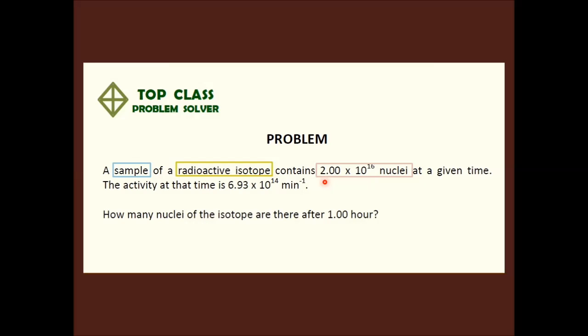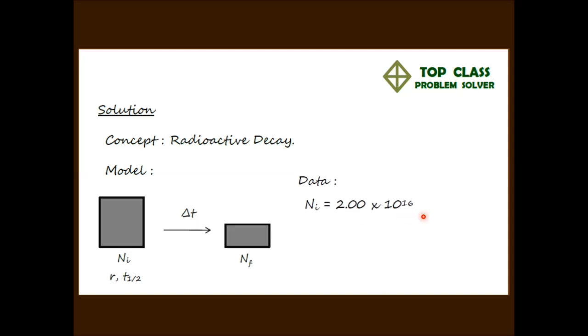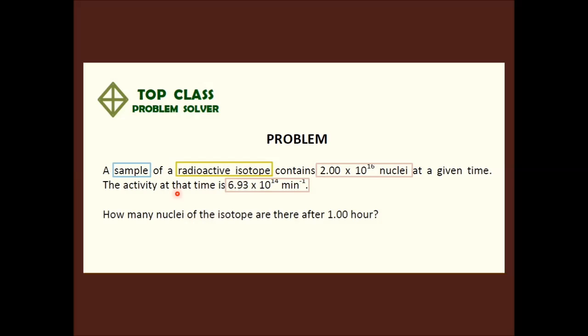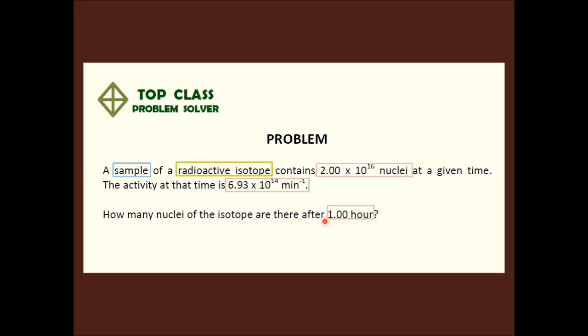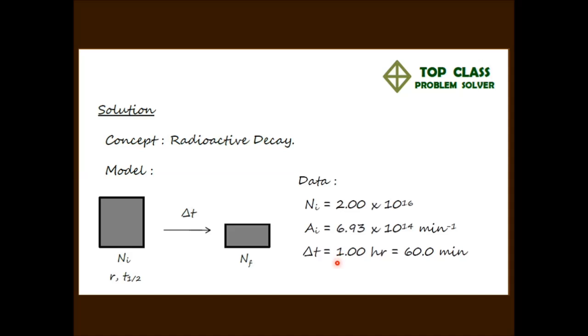We are told that the sample initially contains 2.00 × 10^16 nuclei. This is our N initial. We are also told that the activity, or the rate of nuclear decay at that instant, is 6.93 × 10^14 per minute. This we will call A initial. Finally, the time interval itself is 1.00 hour. So this is our delta t, and in this problem we are going to choose to work in minutes.